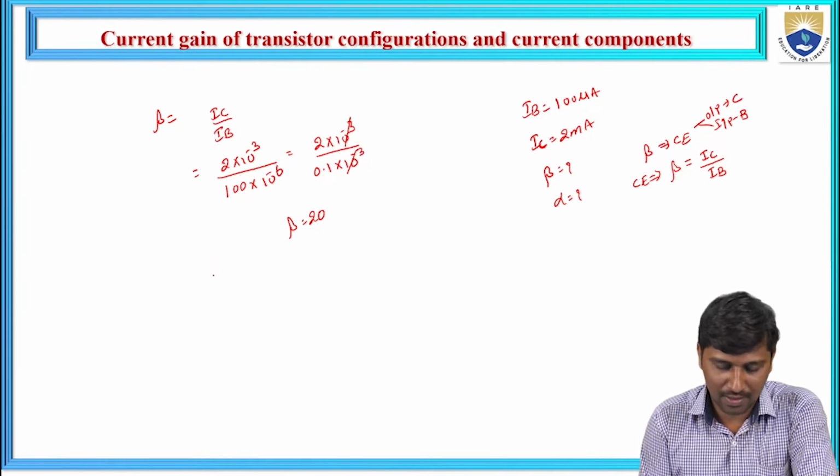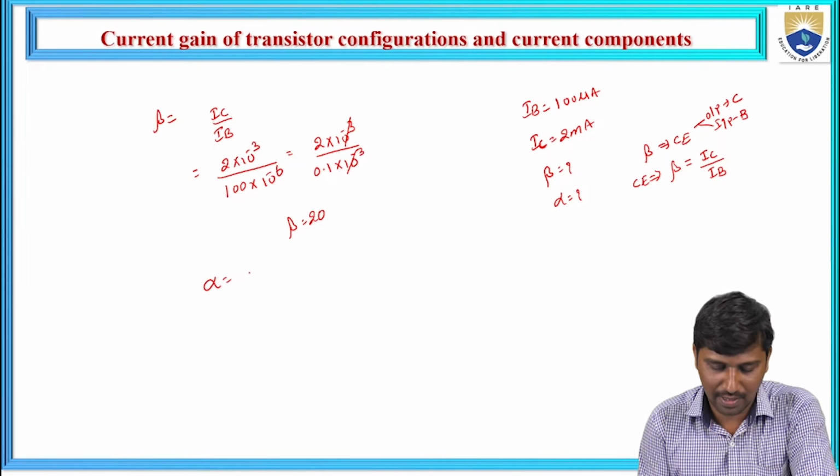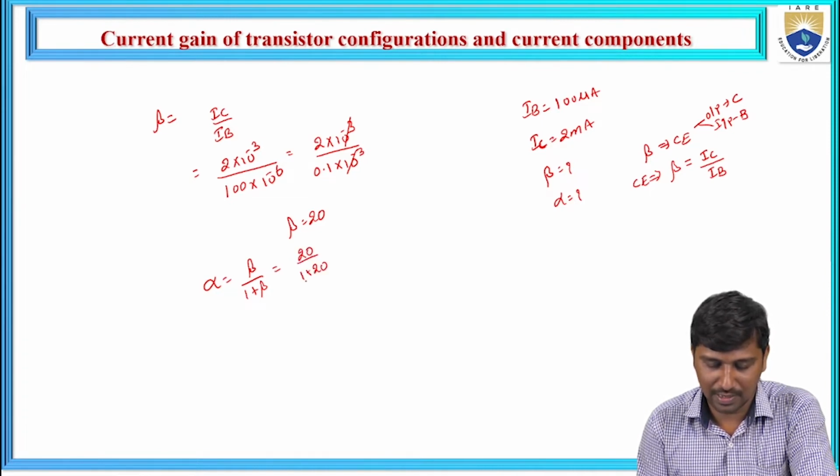Then we need to calculate alpha. Alpha can be written in terms of beta as beta by 1 plus beta. Substituting the value, 20 by 1 plus 20, it gives the alpha value.